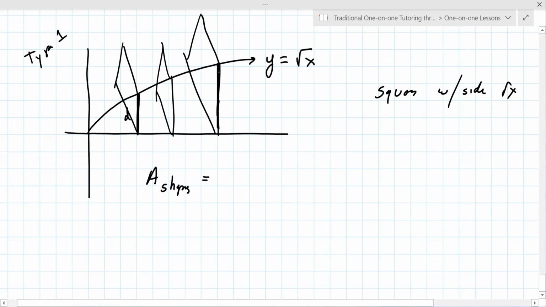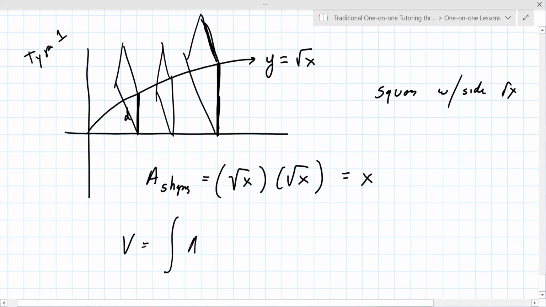Well, it's a square, so it's base times height. The base is square root of x, and the height has to match it, so it's also square root of x. So that's x. Is that okay? Yeah. All right, now the volume is the integral of the area. So imagine you have all of these shapes. What is the width of each shape? The width of each shape is dx. So it's the area times dx.